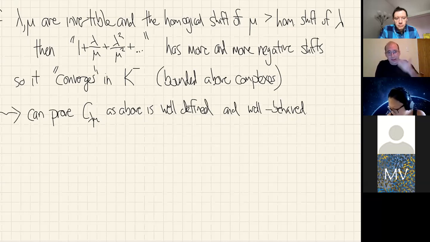And so if you keep taking powers of this, you get successively more and more negative shifts. And that's sort of the reason why such a complex might converge in the bounded above category. Whereas if you were trying to use the same formula for C mu lambda, and you tried to express it in the power series of mu over lambda, you'd have successively positive shifts, and we don't want to do that.